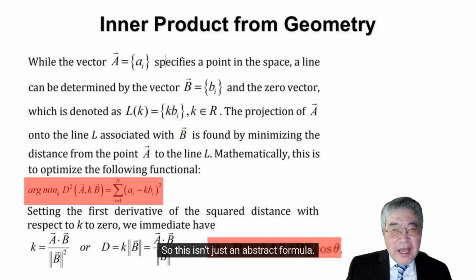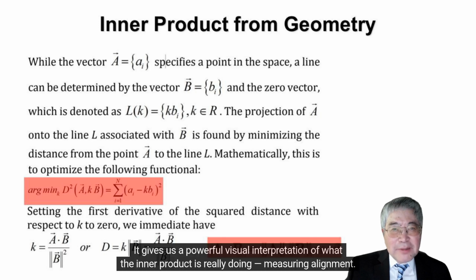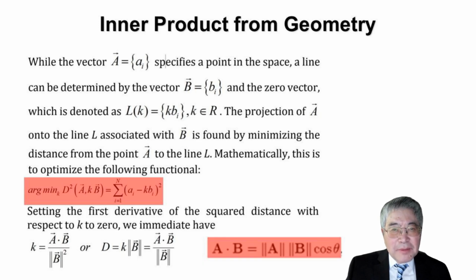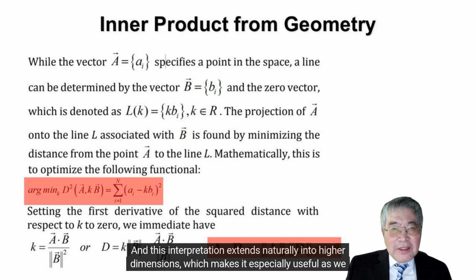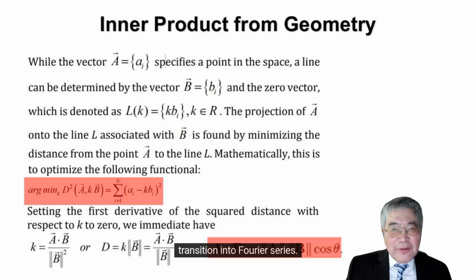So this isn't just an abstract formula. It gives us a powerful visual interpretation of what the inner product is really doing, measuring alignment. And this interpretation extends naturally into higher dimensions, which makes it especially useful as we transition into Fourier series.